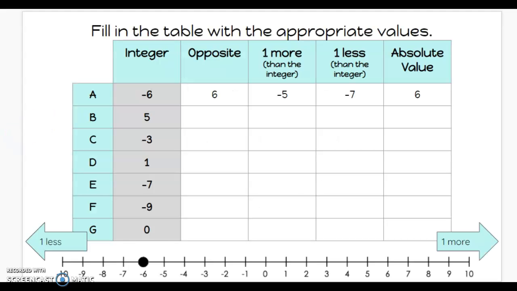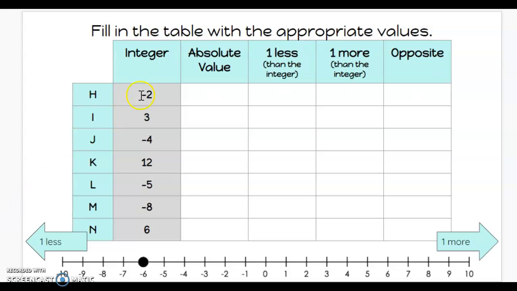And then this is your time to do your own work. So you're basically going to be filling in the table with the appropriate values. So if I have -6, the opposite of -6 is 6. One more than -6 would be -5. One less would be -7. And its absolute value is 6. So you're going to do that for each of the numbers on this slide. You're going to do the same thing for this slide.